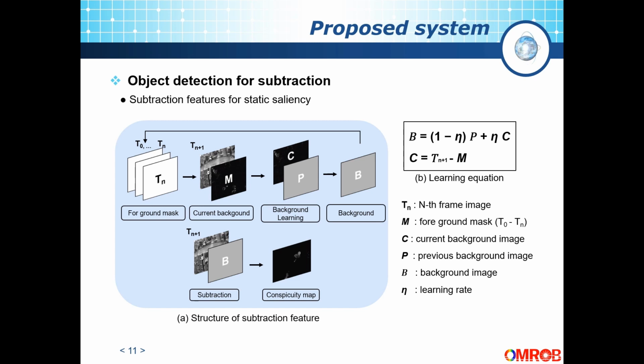The current background image and the previous background image P are applied to update the background image B. The background image is generated with the following learning equations. The scalar eta is the learning rate. We set it to 0.02. A conspicuity map is created by subtracting the background from the Tn+1 frame images.